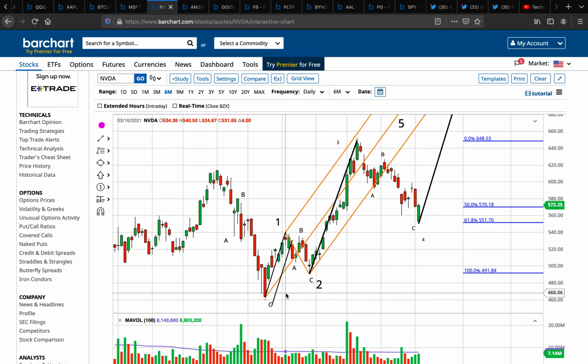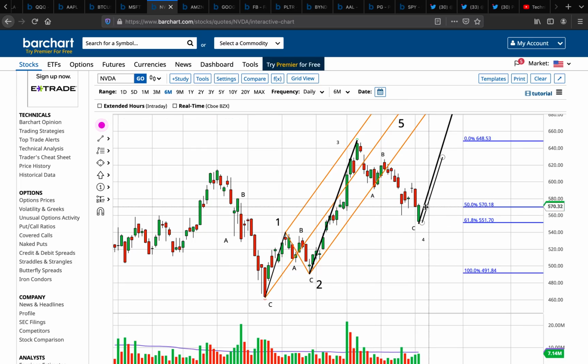Two of the three impulse waves are very likely to be the same length. The impulse waves are waves 1, 3, and 5. Two of them are very likely to be the same length. So if the length of Wave 1 was placed at the Wave 4 low, then NVIDIA would not break to a new high. And that's important to realize.